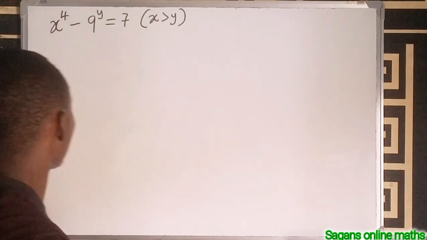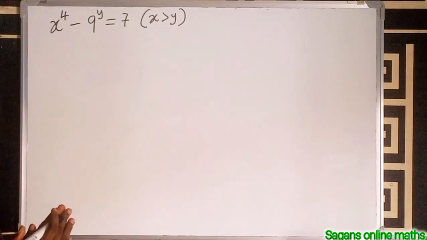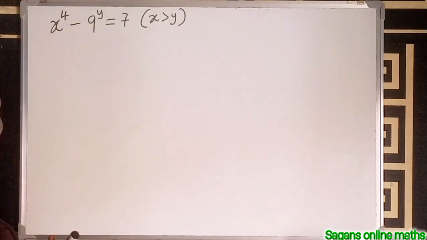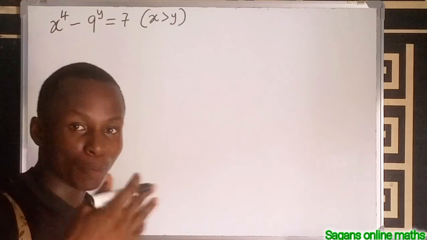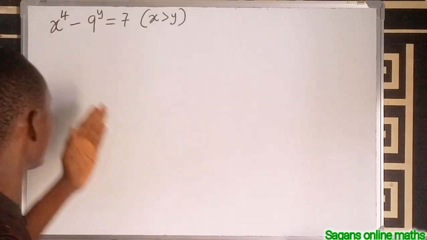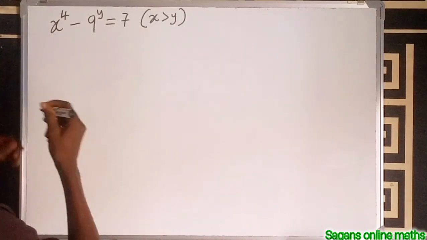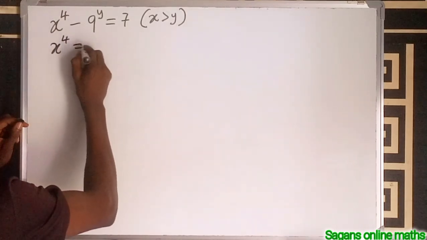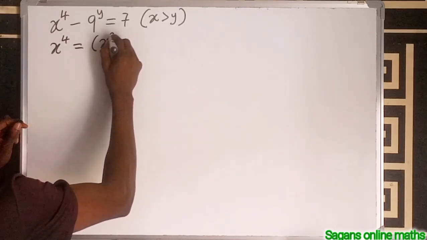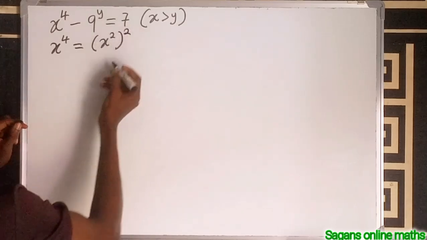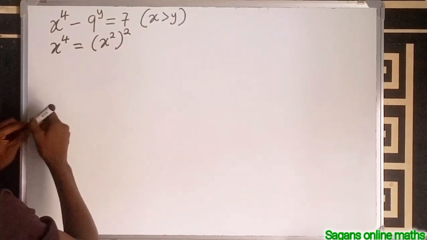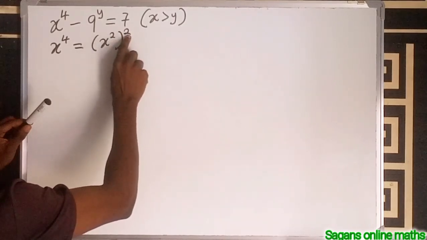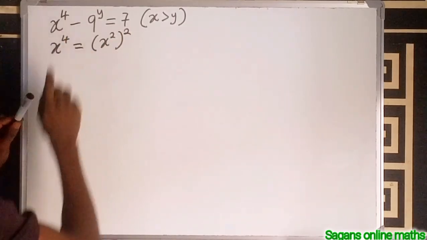Okay? Our first step is to consider x to the power of 4. By obeying some of the properties of indices, there's an amazing thing we can do here. Note that x to the power of 4 is equal to x to the power of 2, all to the power of 2, because the index inside the parentheses multiplies the index outside. So 2 times 2 will give us 4, which is x to the power of 4.